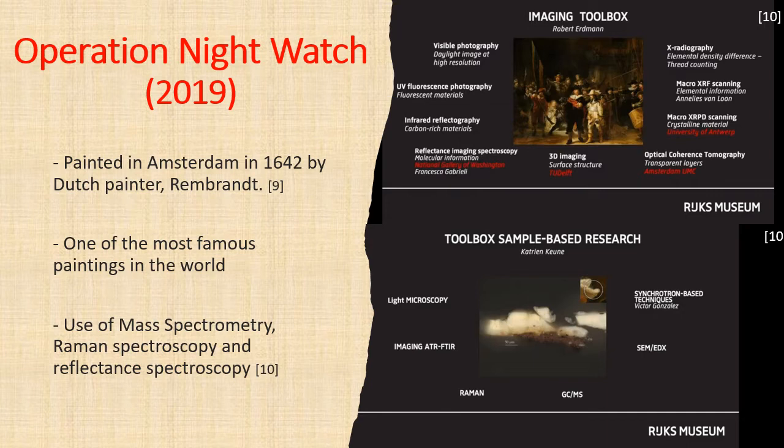There are a wide range of imaging techniques used, as we can see here, including UV fluorescence and reflectance spectroscopy, that are performed in a portable manner, so without moving the painting itself and without any destruction of the painting. And down here, we see some tools that were used on samples that were taken from the painting, including light microscopy, Raman spectroscopy, and mass spectroscopy.